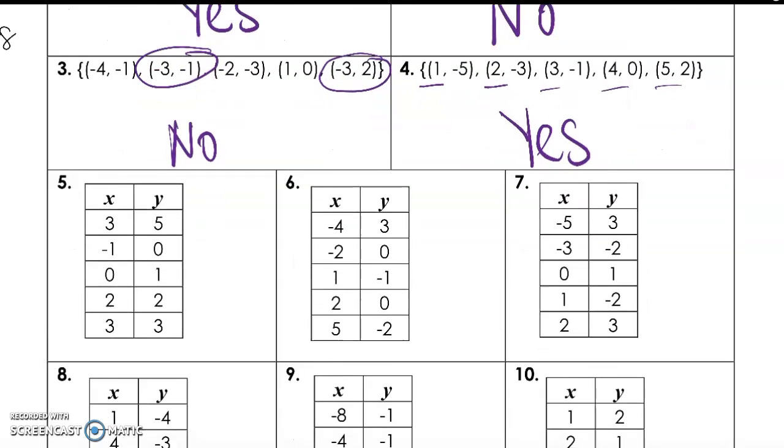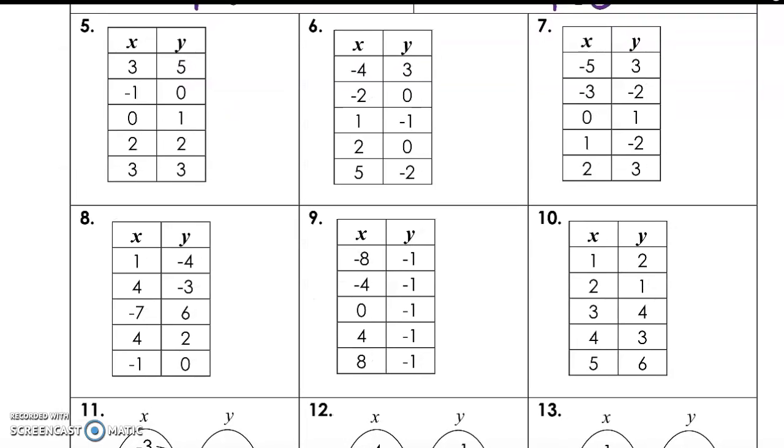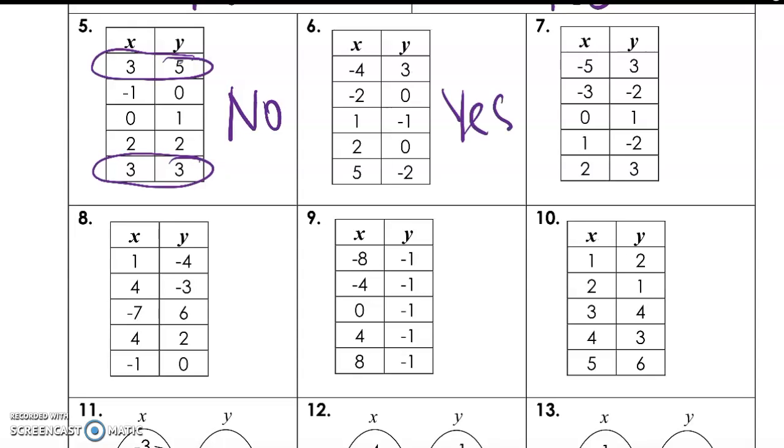Same thing with the table. These should actually be easier because they're already in a row. So if you notice, there's a 3 and a 3. 3, 5, and 3, 3. Those are different, so it is not a function. Number 6, all of the x's are different, so it is a function. Again, these zeros do not matter because they were different x values. So as long as you have different x values, it doesn't matter. Number 7, all the x values are different, so yes, it is a function.